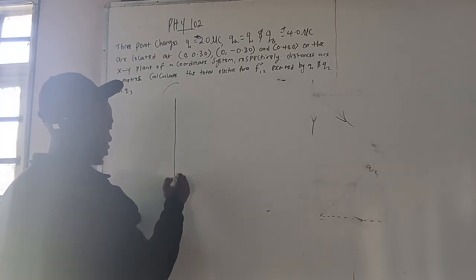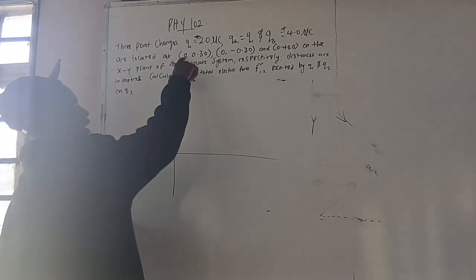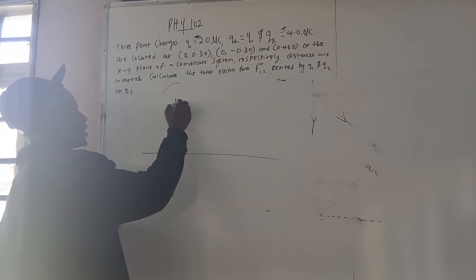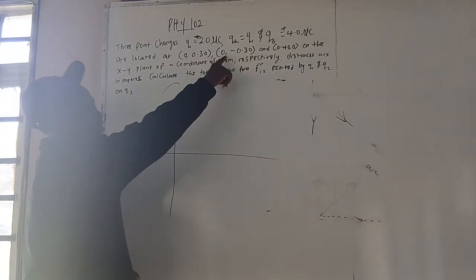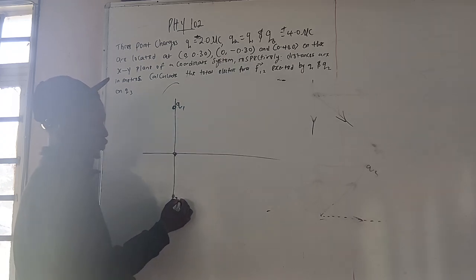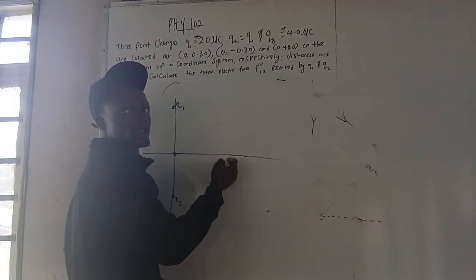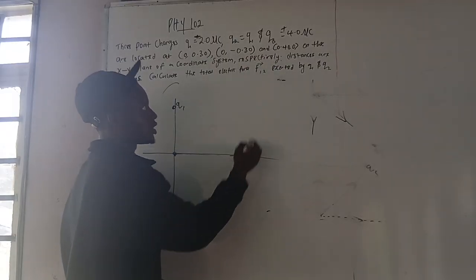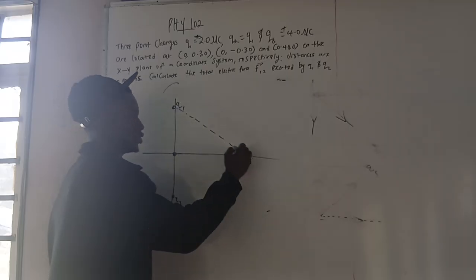Now we have Q1 at x is 0 and the y is 0.3. Q2 is 0 and minus 0.3. The x is 0 origin. The y is minus 0.3. So this is Q2. Q3, the x is 0.4, X-axis 0.4. The y is at the origin. So join the two together.